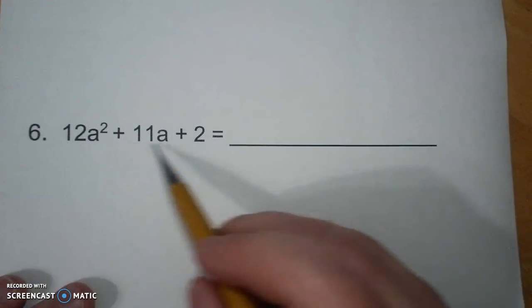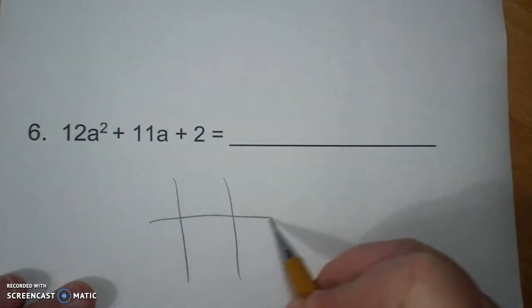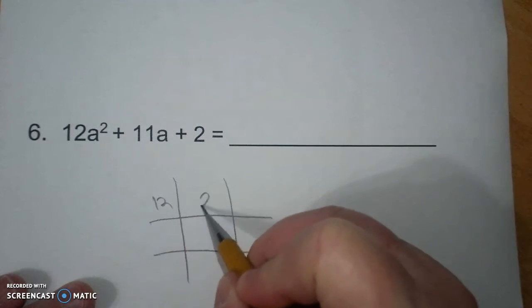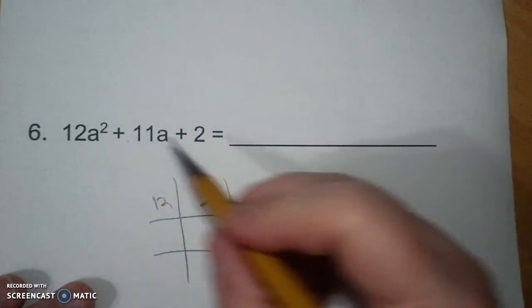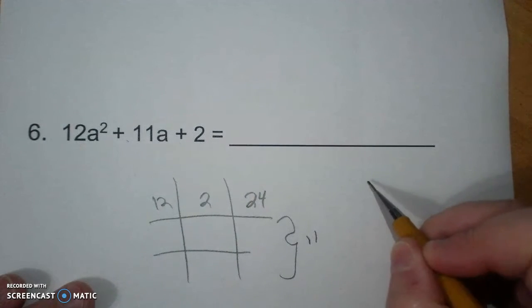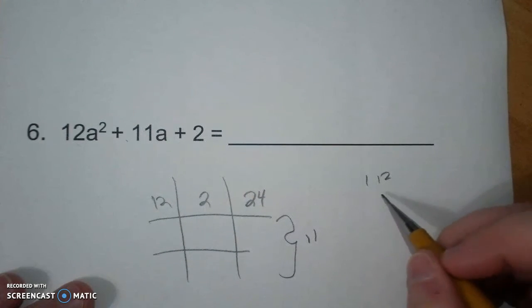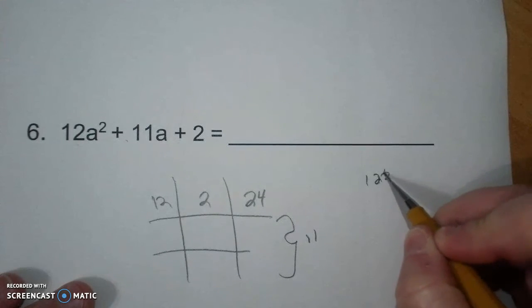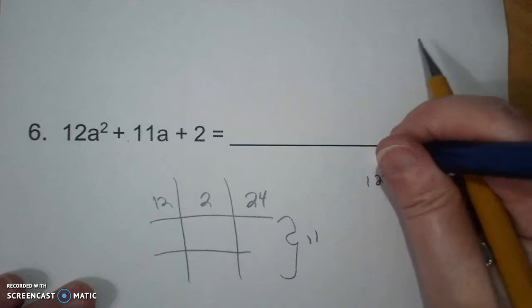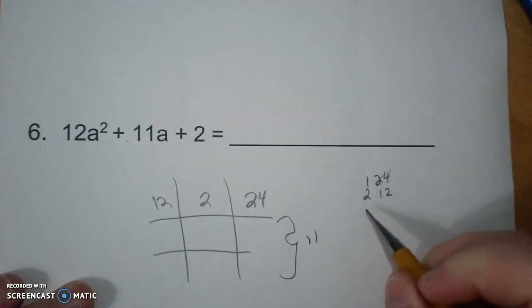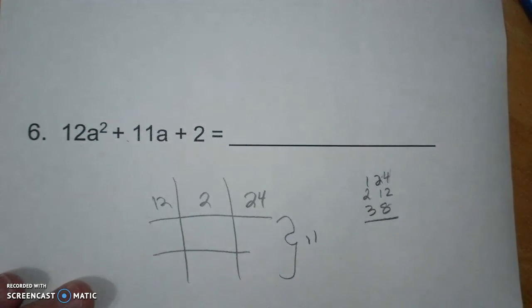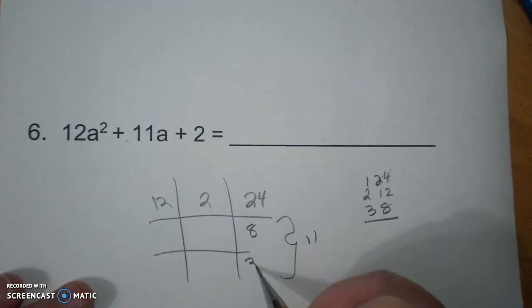I have 12 and 2 and 24. Signs are alike. I'm adding to get 11. I have 1 and 12. 1 and 24. Golly, my brain was going too fast. 1 and 24, 2 and 12, 3 and 8. There's my 11. 8 and 3.